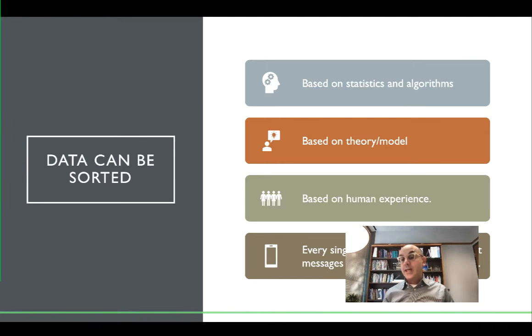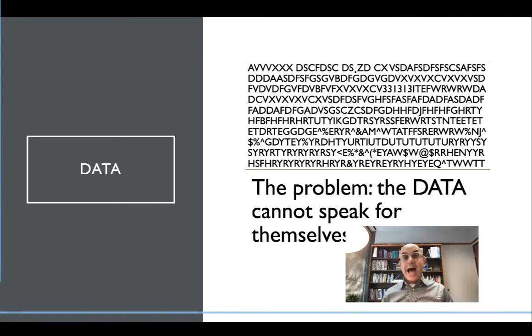We are going to look at that in statistics and algorithms. We may look at that from a theoretical or model perspective, or we're going to examine that in the context of human experience. Every single day, 7 million people post messages on Twitter, including our president. So those are the things that we call data, and what do we make out of it?